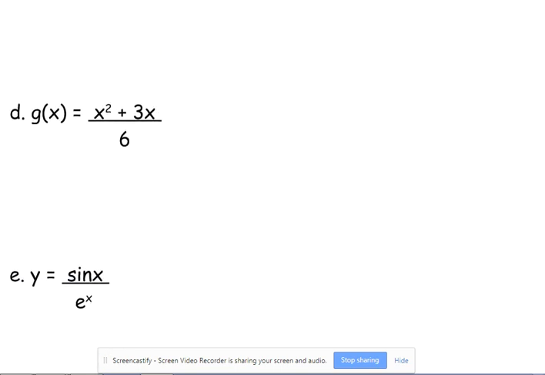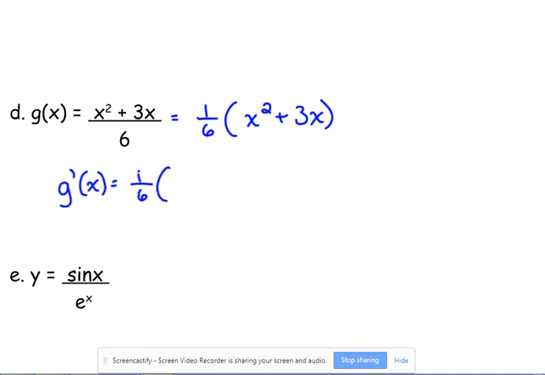Let's look at D. g of x is equal to x squared plus 3x all over 6. Again, it looks like a quotient, but remember, dividing by 6 is really just multiplying by 1/6. So this really isn't a quotient rule problem. 1/6 is a constant multiple, and the derivative of x squared plus 3x is 2x plus 3.